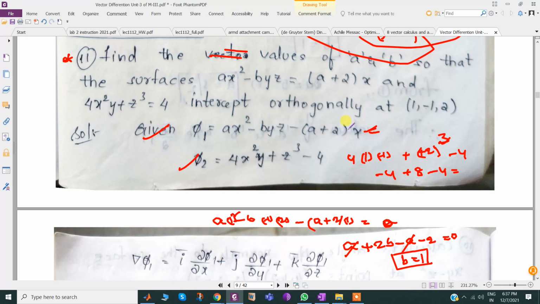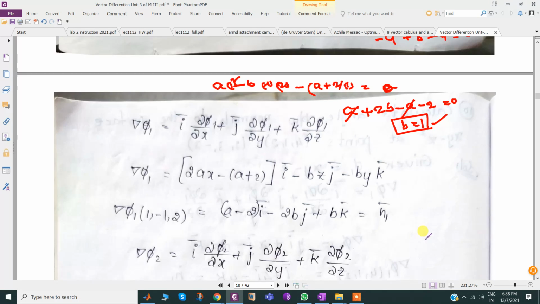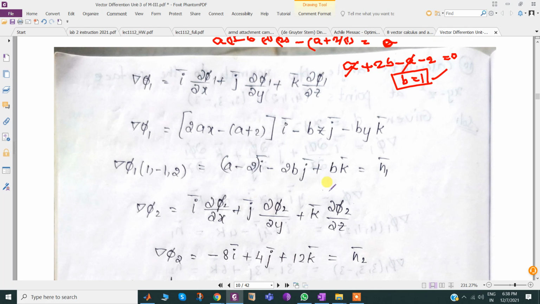So far I have not used this orthogonality condition. Just finding the point of intersection means the point is supposed to be satisfied by the surface. So here I substituted in both. From the second one we clearly identified that this value is 0. The same logic, if I apply to the first one, I got b equals 1. Here two unknowns are there, so I am supposed to get two conditions. The other condition is, now I am computing the angle here, del phi 1 and del phi 2, del phi 1 at the point, del phi 2 at the point.